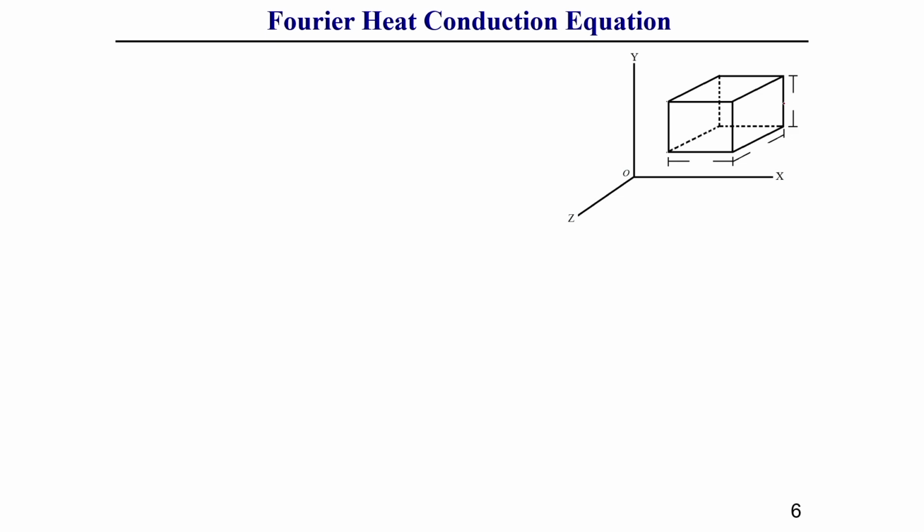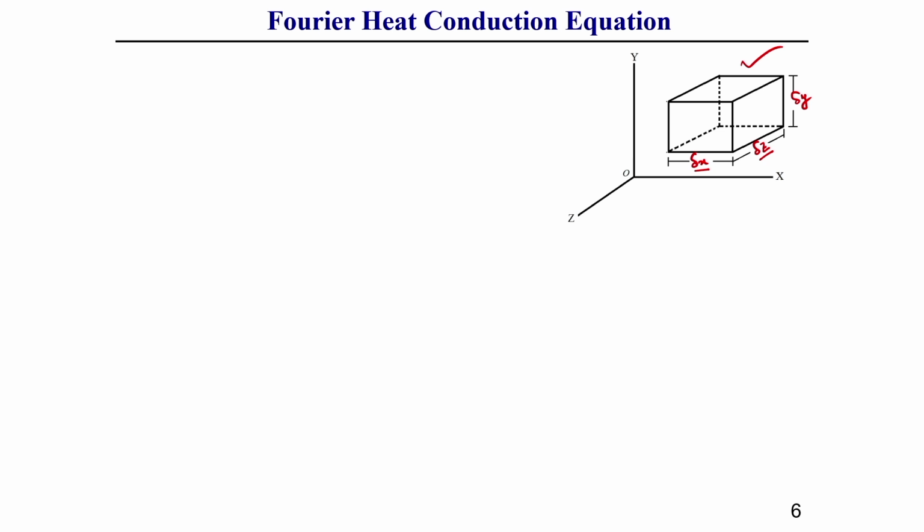Okay. Now, let us consider here a small element whose dimensions in x, y, z direction are delta x, delta y, delta z. Along x direction, let the element have a dimension delta x, along z direction the dimension is delta z, and along y direction the dimension is delta y. This is the small element.